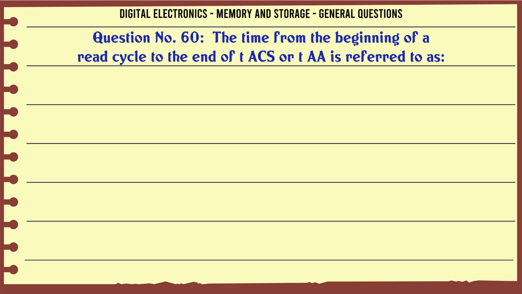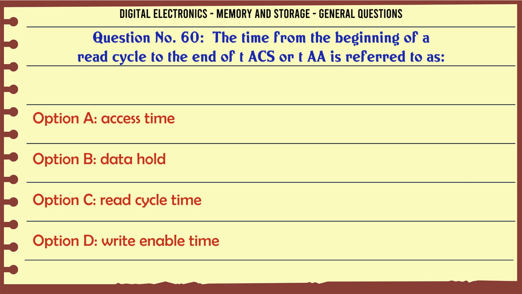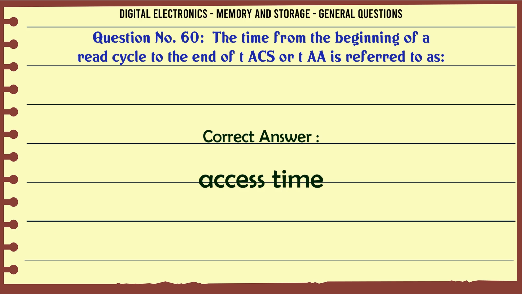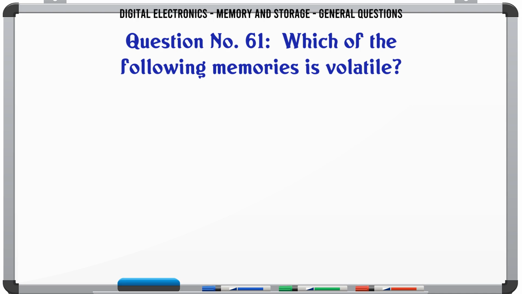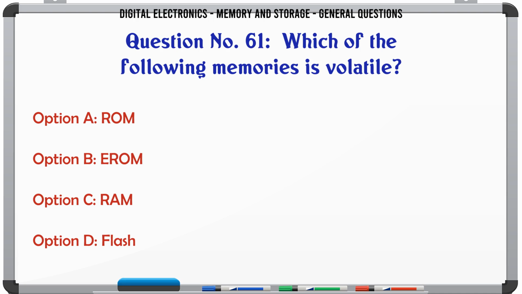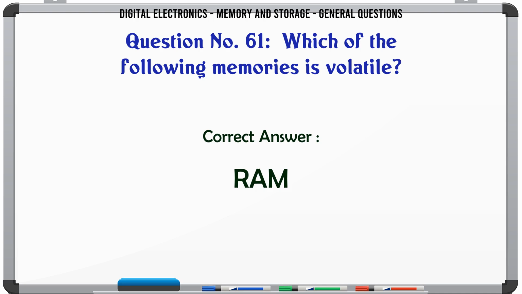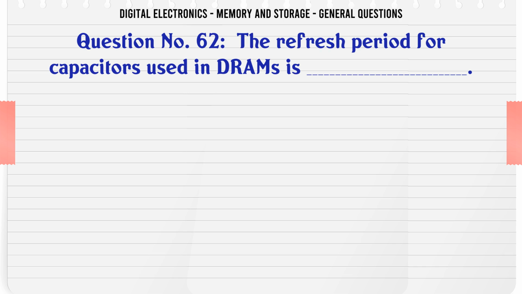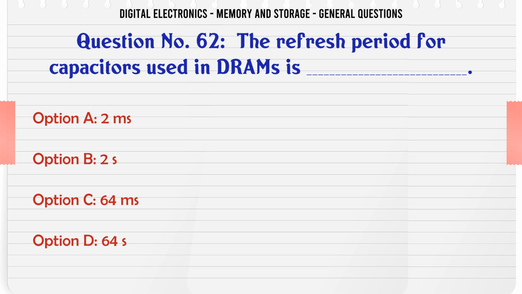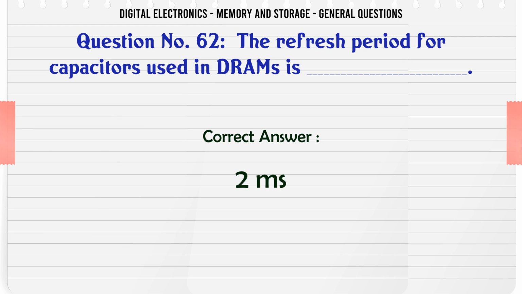The time from the beginning of a read cycle to the end of TACS or TR is referred to as A. Access time, B. Data hold, C. Read cycle time, D. Write enable time. The correct answer is access time. Which of the following memories is volatile? A. ROM, B. EPROM, C. RAM, D. flash. The correct answer is RAM. The refresh period for capacitors used in DRAMs is A. 2 ms, B. 2s, C. 64 ms, D. 64s. The correct answer is 2 ms.